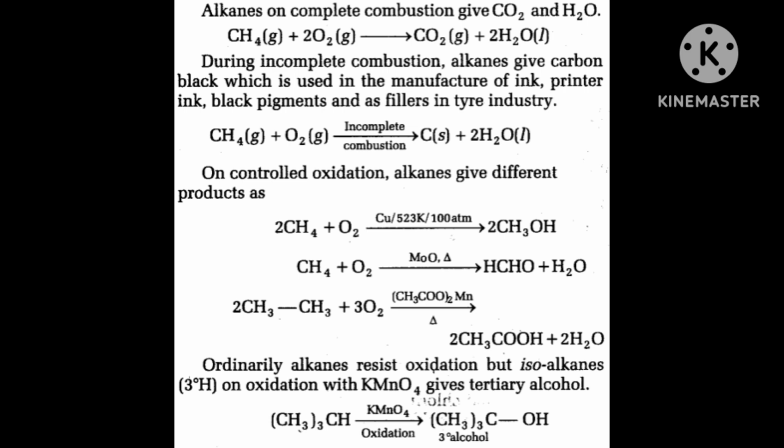Methane is burning: 2CH4 plus O2 in the presence of a copper catalyst, temperature 523 K and pressure 100 atm. Then it will give methyl alcohol, 2CH3OH. Methyl alcohol is also called methanol. This is the first product.